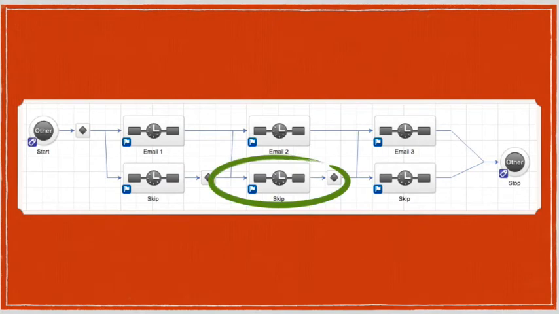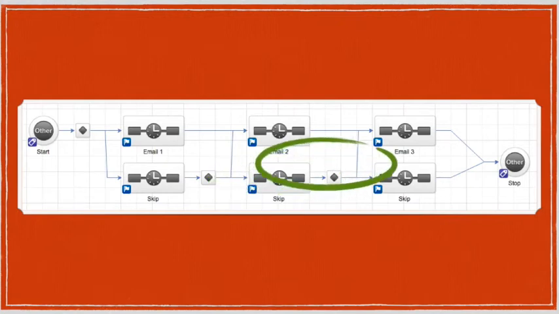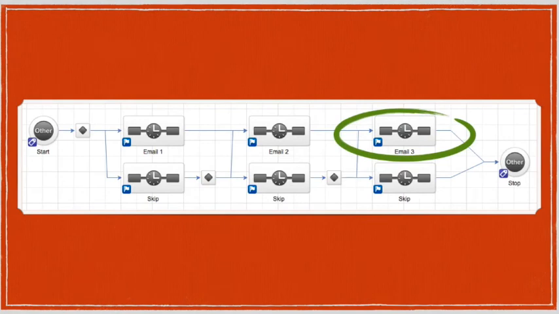And again, we have another decision diamond asking, have they received the tag that says we have sent email 3 to them? In this case, we haven't, because we pulled them out after email 2. And so now they're going to route into the sequence for email 3. And again, email 3, we're going to send the email and apply the tag.